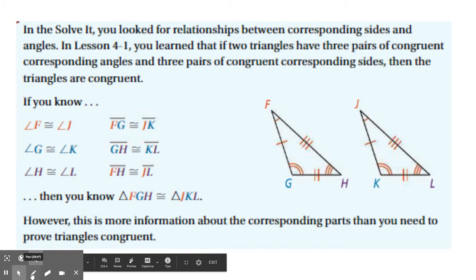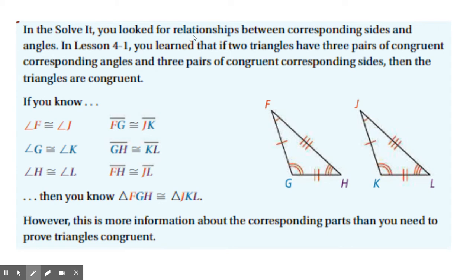So first off, let's talk about what it means to be congruent, okay? There's a lot of words here, but it says if two triangles have 3 pairs of congruent corresponding angles and 3 pairs of congruent corresponding sides, then the triangles are congruent. So right here, we have the 3 angle pairs, 1 letter only, so these are the vertices of each angle, and we have 3 side length pairs. So these are your 6 pairs of congruent parts. 6 congruent parts. 3 angles, 3 sides.